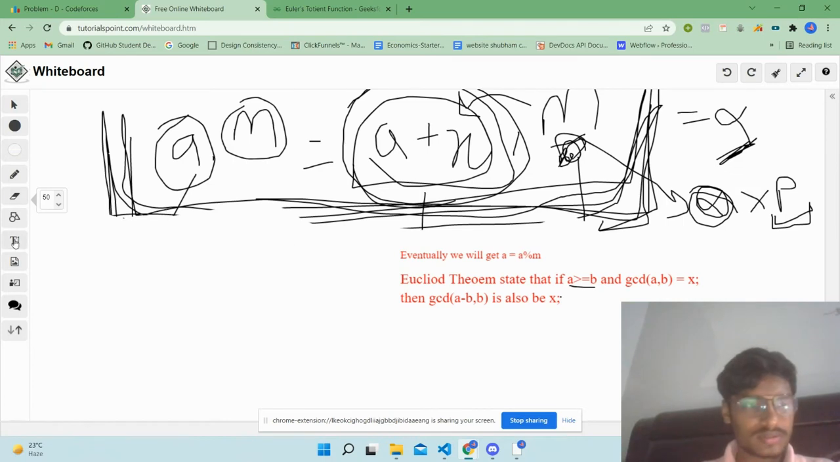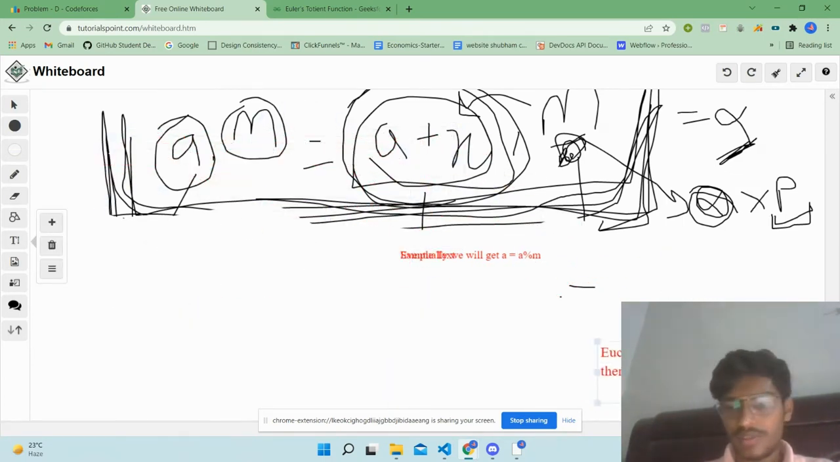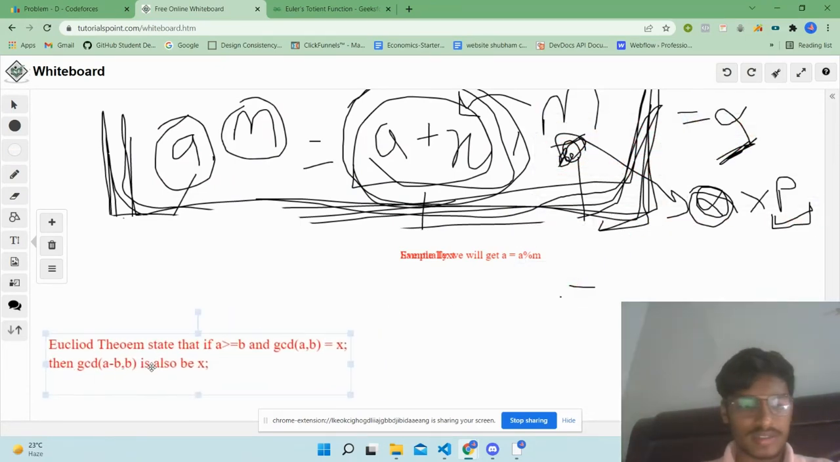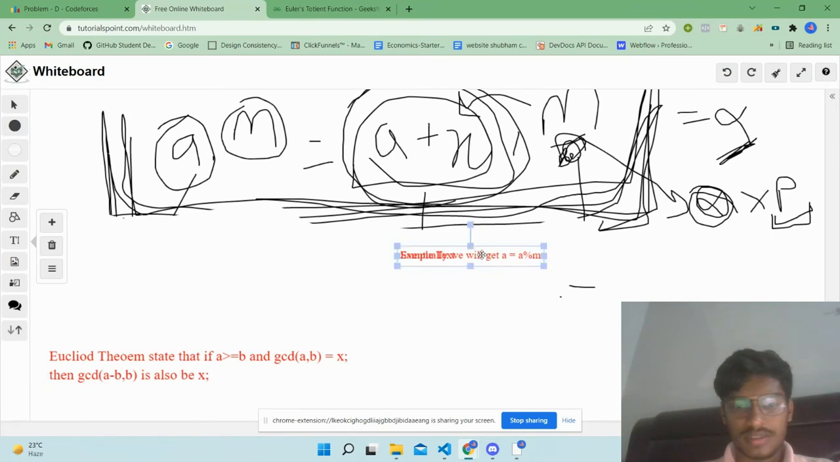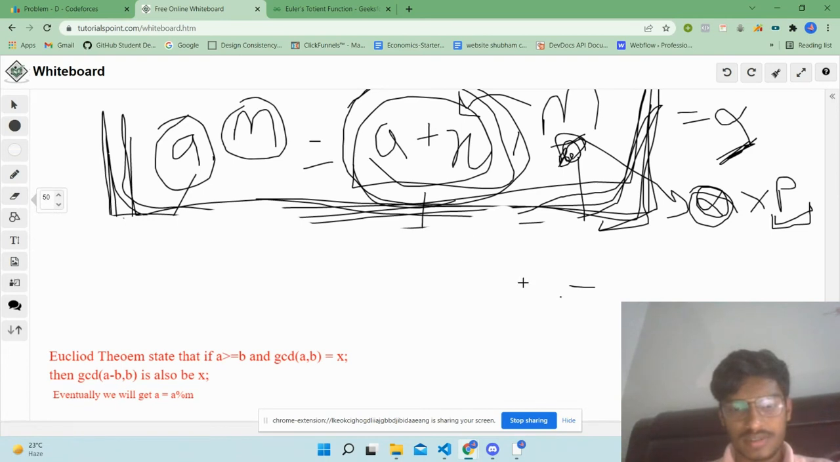this thing is the Euclid theorem. I should place it over there or somewhere there, yeah. And this thing is what we are getting after applying the Euclid theorem, right? And I should erase this thing.